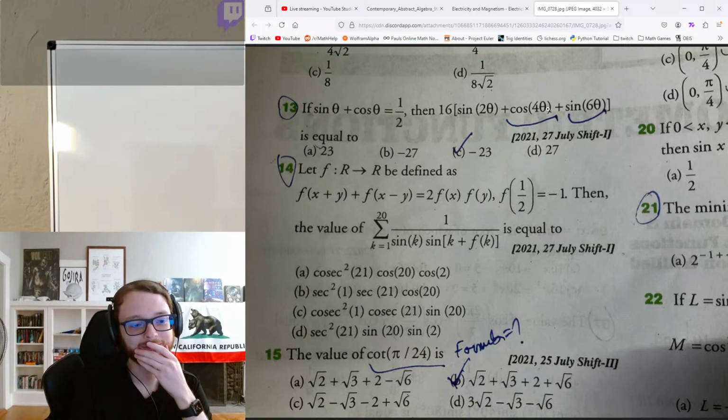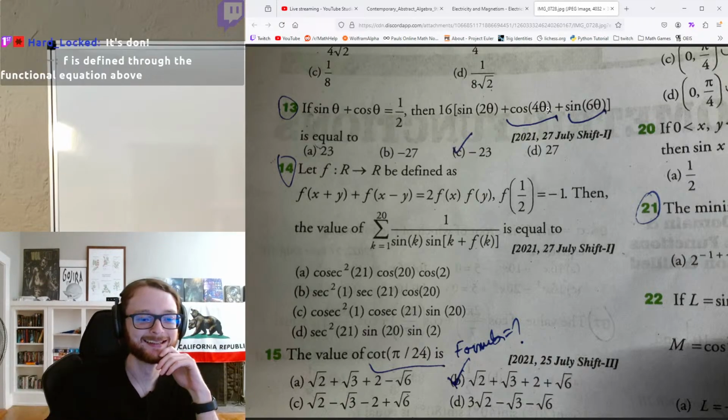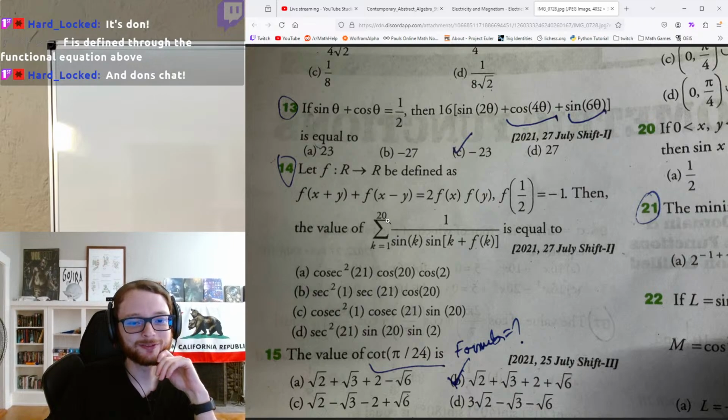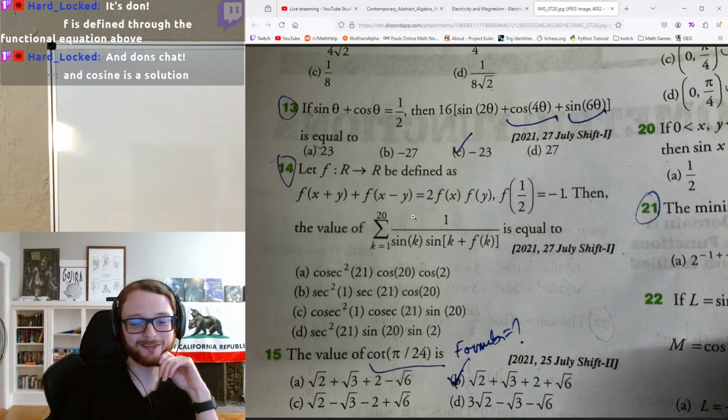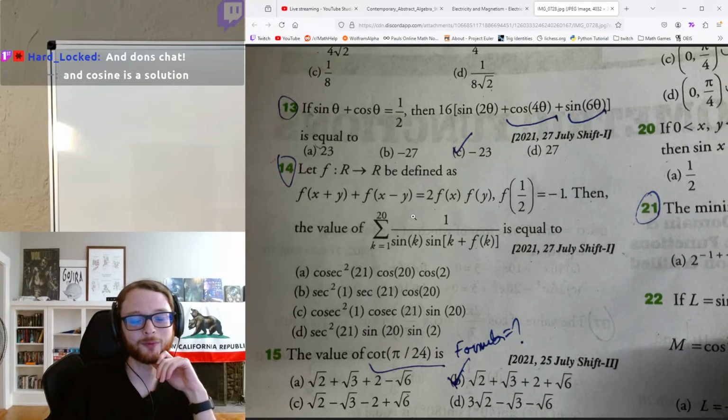Hardlocked, hey. Anton's chat. Is defined through the functional equation, right? I have no idea how this means cosine is a solution. Okay. I can just accept that. I can't say that I know how, but oh, that does look a little bit like a sum to product identity, does it? Or product to sum?